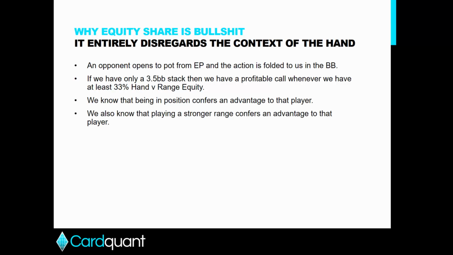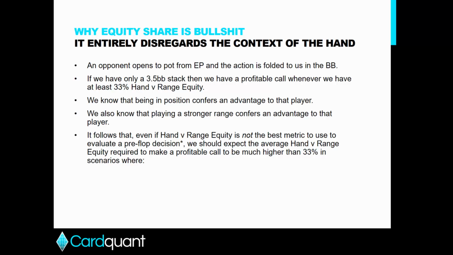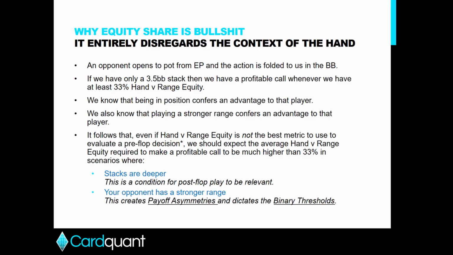We also know that playing a stronger range confers an advantage to that player. That's essentially what a stronger range means. So it follows that even if hand versus range equity is not the best metric to use to evaluate a preflop decision, because we don't want a single factor to determine our entire preflop decision metric, we should still expect the average hand versus range equity required to make a profitable call to be a lot higher than the same one, the 33% for a 3.5 big blind stack in situations where A, stacks are deeper, and that's necessary, otherwise post-flop play is not relevant.